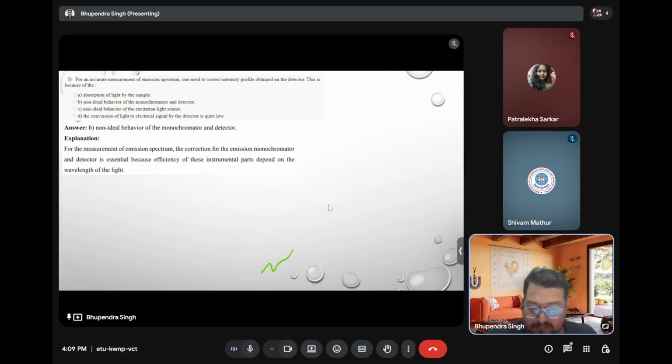So out of these, what are the possibilities? This can also be possible. This is also possible: non-ideal behavior of the excitation light source. That is also one of the factors which creates a problem or deviates the true spectrum measured by the fluorometer. So out of these, which one is correct?